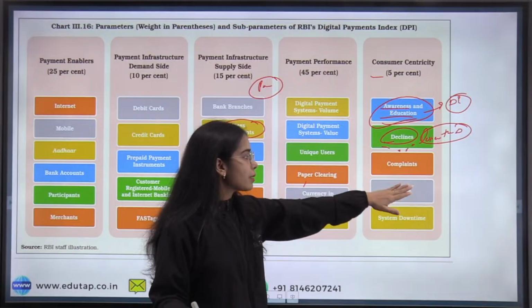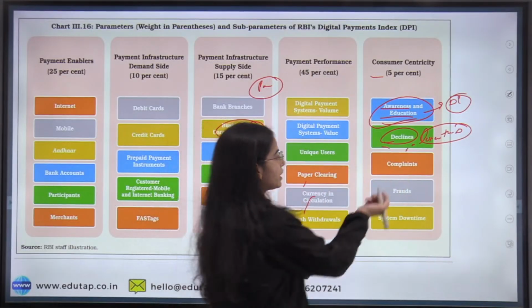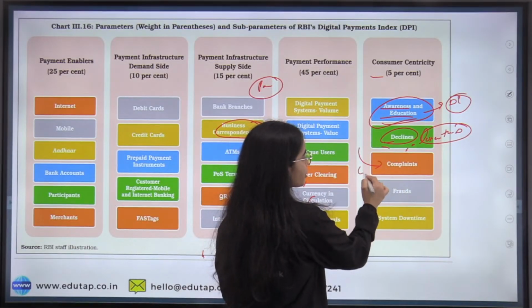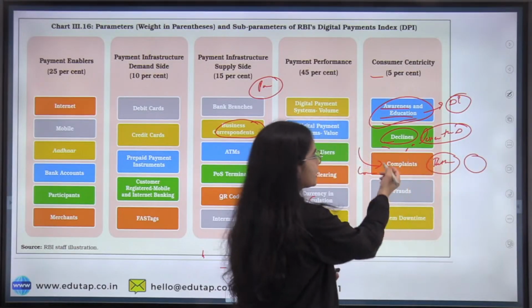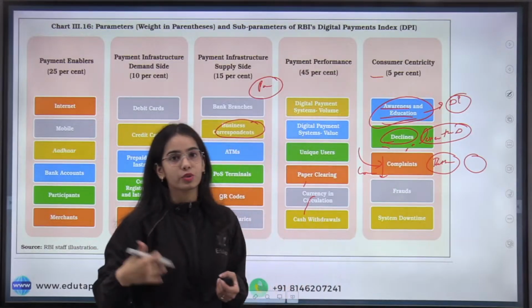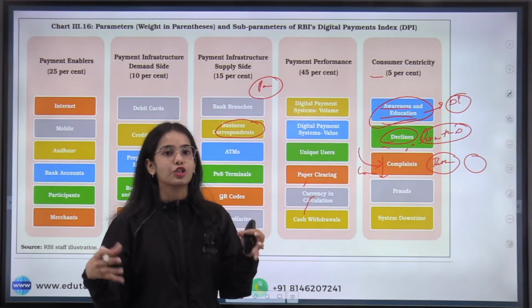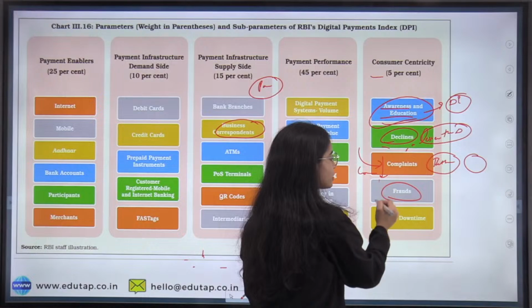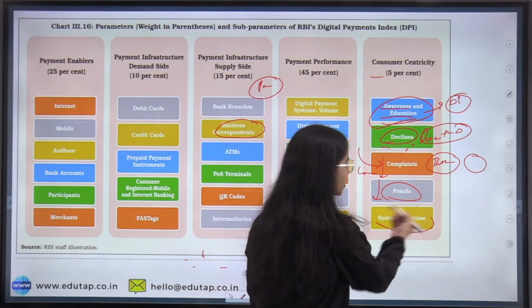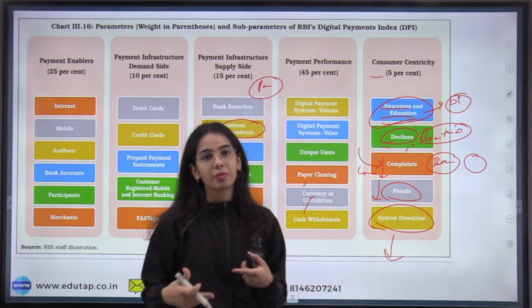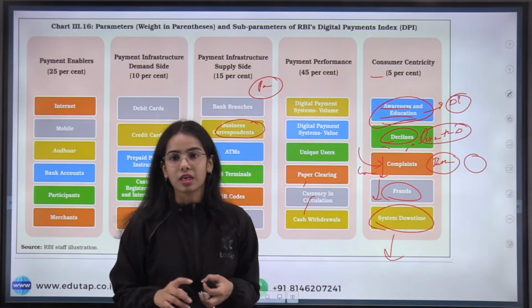Okay. Next is complaints. More complaints should be taken from the consumers to better the ecosystem, and let's say the complaints are reducing. That means the digital ecosystem is becoming better and it is more consumer centric. Frauds, lesser the frauds, that means the digital ecosystem is more consumer centric, and system downtime should be low and faster payments should be happening. Okay, so this is the idea.